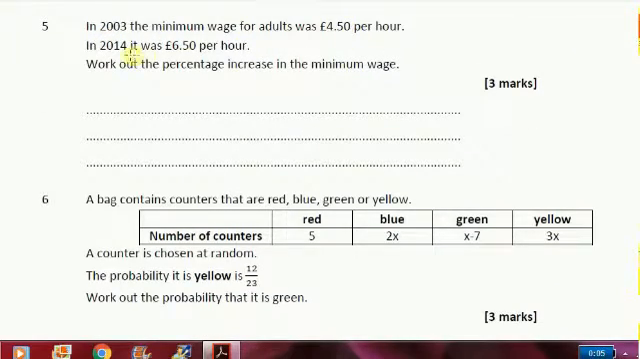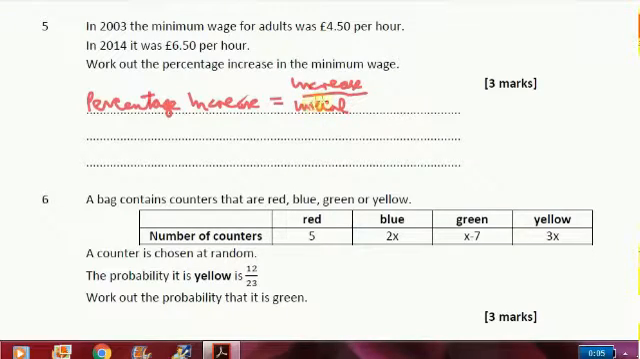Question 5. In 2003, minimum wage was $4.50. In 2014, $6.50. Work out the percentage increase. So for this, you have to know what percentage increase means. And to get the percentage increase in any example or any problem, we just work out the actual increase, and divide it by the initial value. And we have to multiply by 100 to change it into a percent.